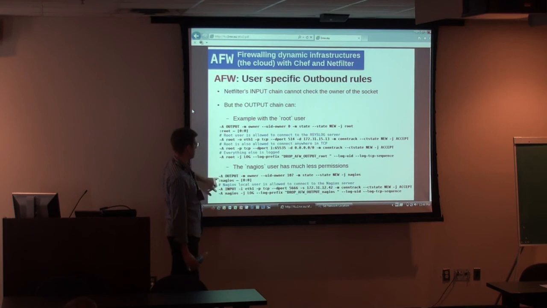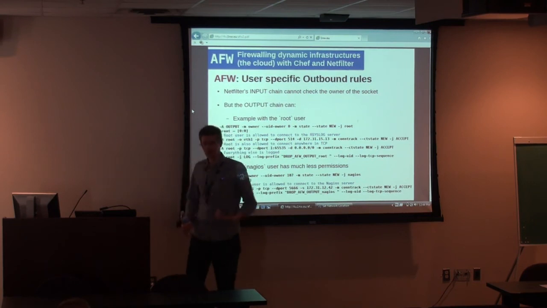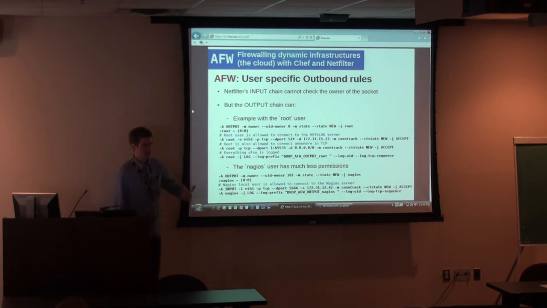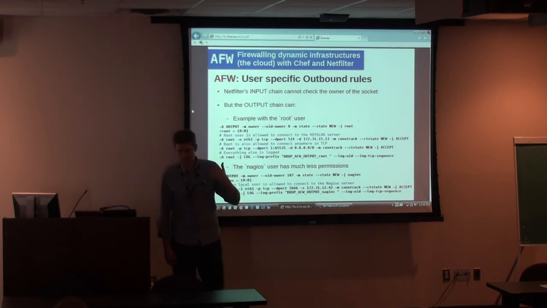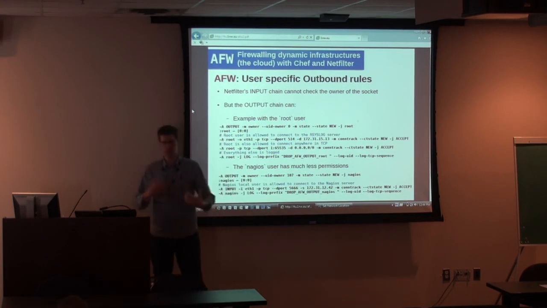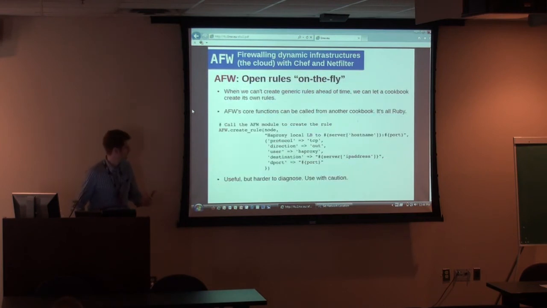Same thing with the Nagios user. Nagios user is going to be sent to the Nagios chain. Nagios chain will say, hey, you're allowed to connect to the Nagios server, but nowhere else. So with that kind of rules, you can really lock down an environment. If somebody gets on the system, chances are that hacker is going to be running as the application user. It's going to be really, really limited in where it can connect to. You're really blocking the outbound channels here.